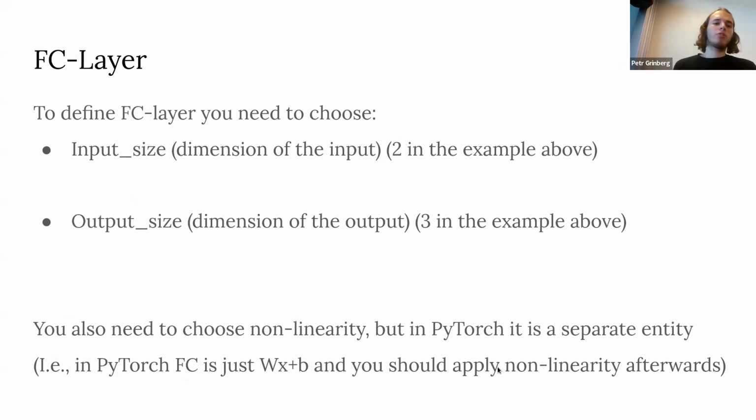So in PyTorch, to define a fully connected layer, you will need to choose the input size, so the dimension of the input, 2 in the example above. Output size, the dimension of the output, 3 in the example above. And you also need to choose nonlinearity, like sigmoid, ReLU. But in PyTorch, nonlinearity is a separate entity. So in PyTorch, your fully connected layer is actually just linear. It's just Wx plus b. And you apply nonlinearity afterwards, like you say, okay, you have a linear layer, and directly after this, in your computational graph, you will add nonlinearity yourself.